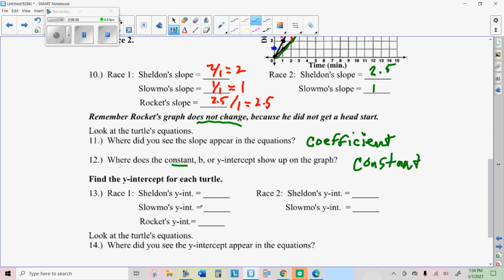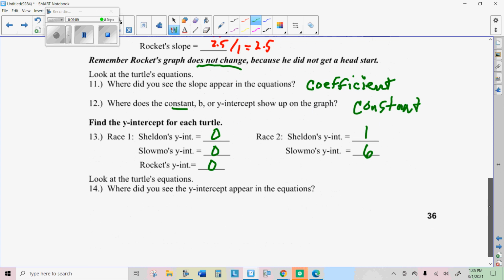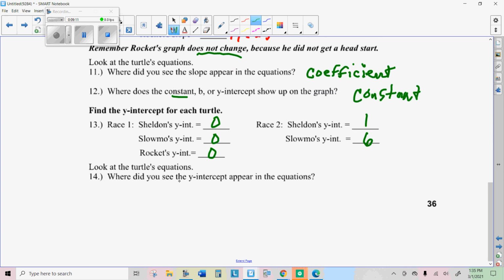Okay, find the y-intercept for each turtle. In race 1, we know they all had 0 for y-intercept because they are all proportional relationships. They start at 0. In race 2, Sheldon's y-intercept was 1. Remember, he got a 1 meter head start. And Slow-Mo's was 6 because he got a 6 meter head start. Where did you see the y-intercept appear in the equations? That is the constant part of the equation.